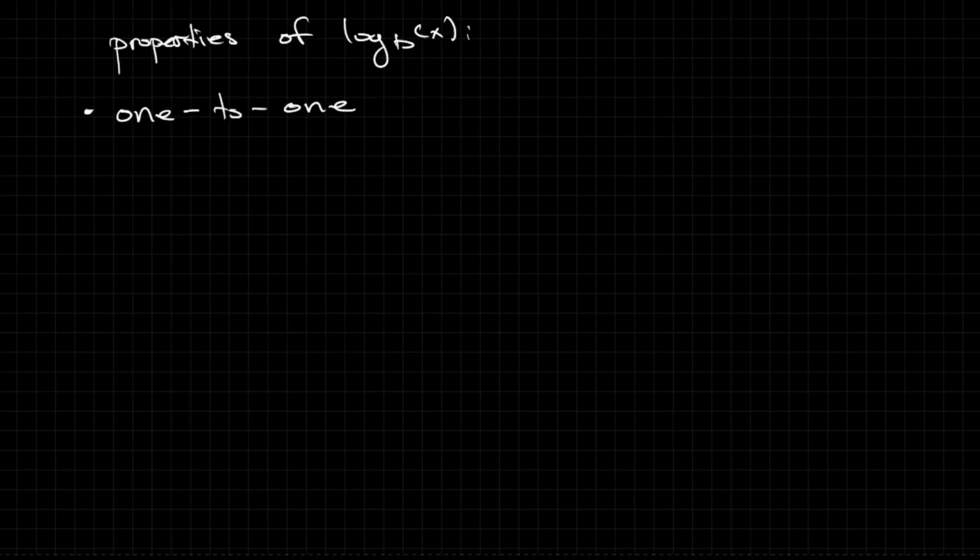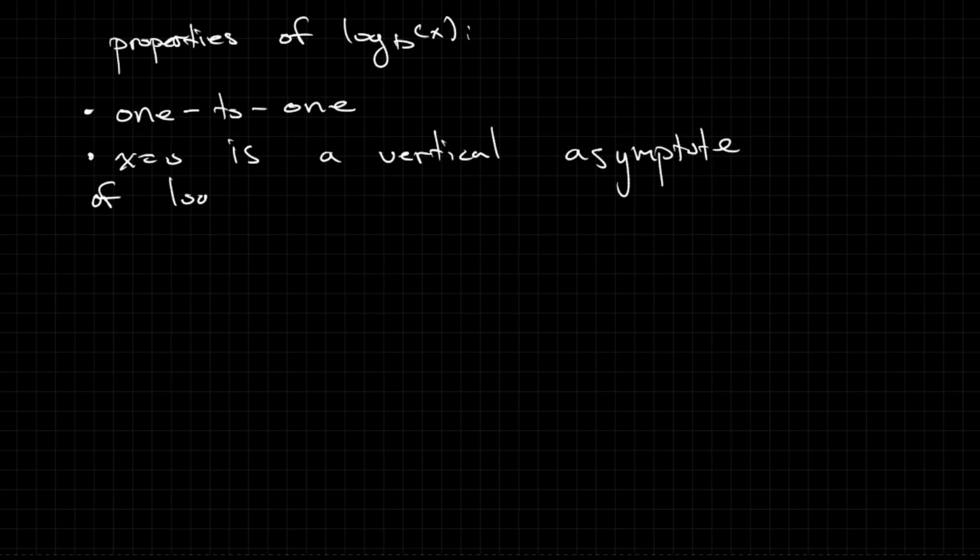In order to describe this behavior, we say that x equals 0 is a vertical asymptote of log base b of x, no matter what b is. In previous classes, when you investigated rational functions, you saw that some rational functions, such as something like 1 over x minus 1, also have vertical asymptotes. Turns out that log base b of x has a vertical asymptote at x equals 0.